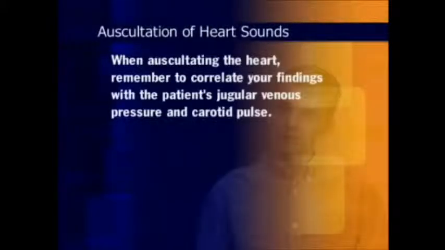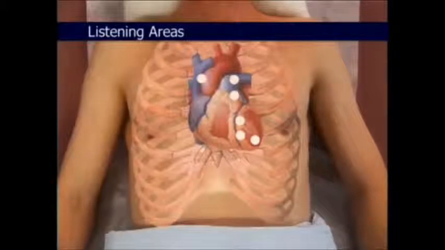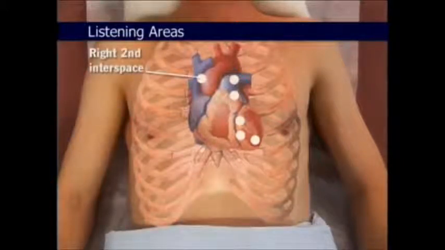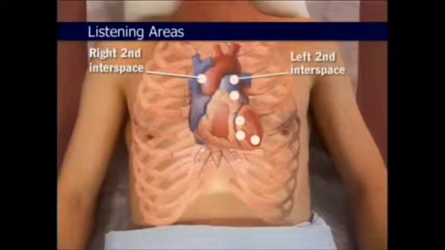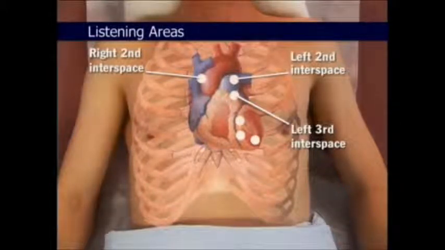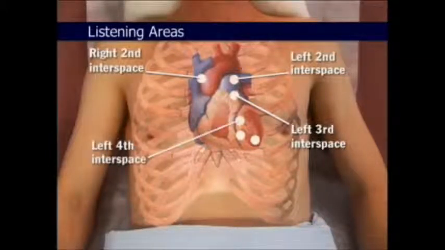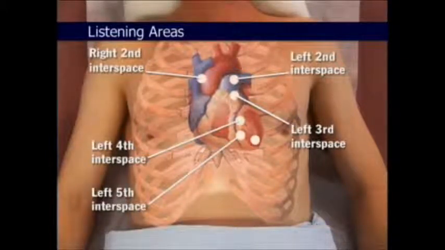When auscultating the heart, remember to correlate your findings with the patient's jugular venous pressure and carotid pulse. You will listen for S1 and S2 in each of the 6 listening areas. In the aortic area, in the right second interspace close to the sternum, and the pulmonic area in the left second interspace close to the sternum, and the left third interspace, and the tricuspid area in the left fourth and left fifth interspaces, and in the mitral area at the apex.